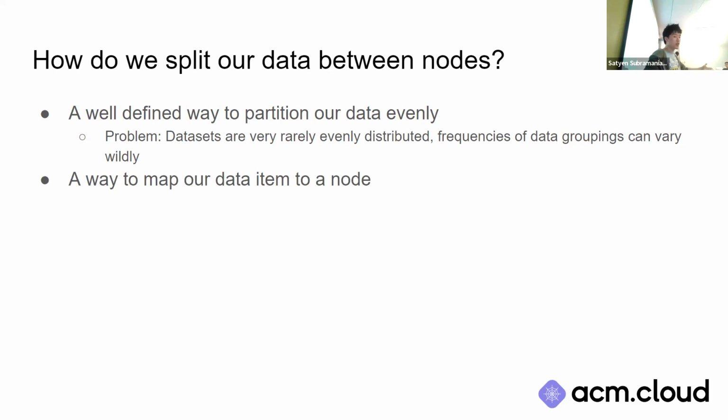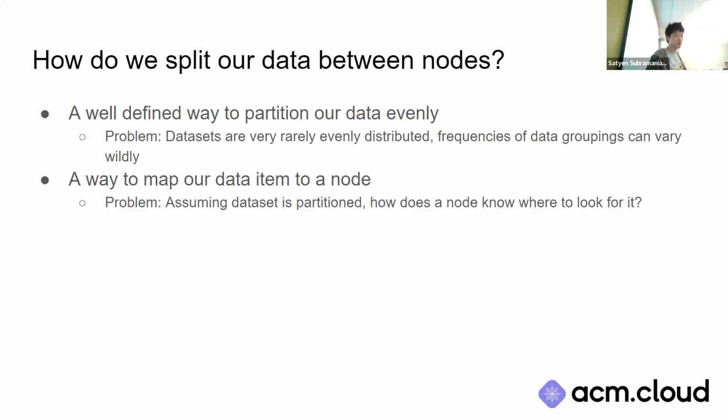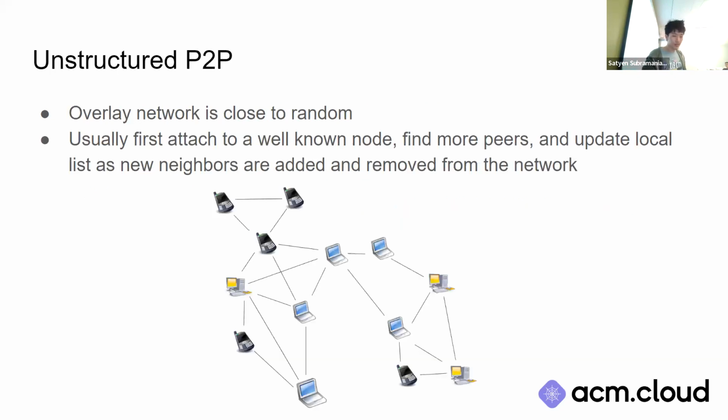We also need a way to map our data to a node, right? Assuming that we have a partitioned data set, we need a way for the nodes to look up that data. And so we can use a distributed hash table. We'll get back to that later.